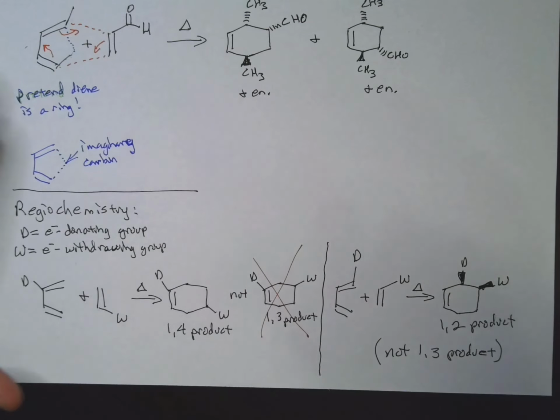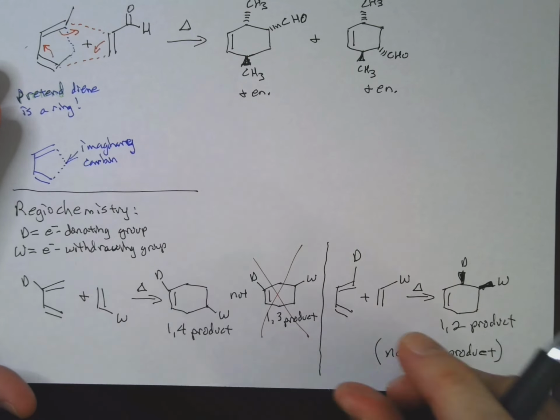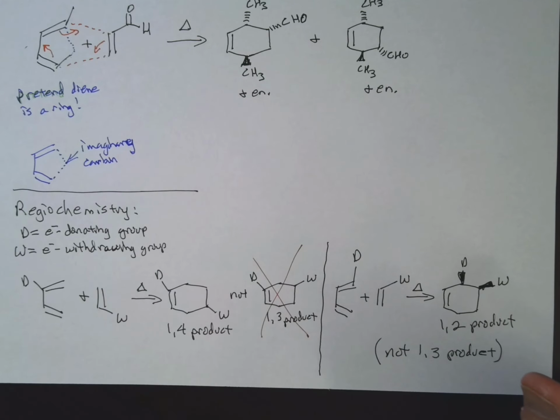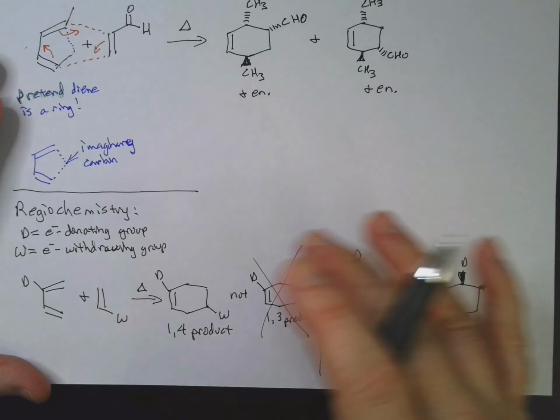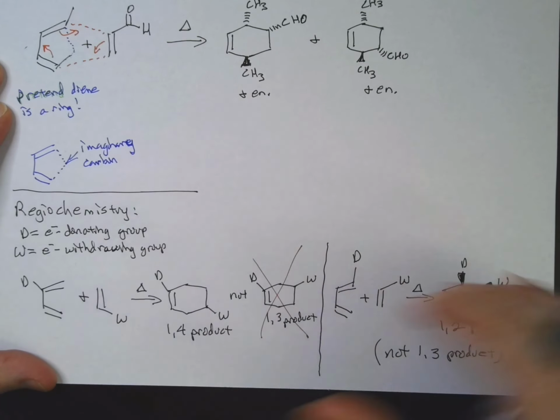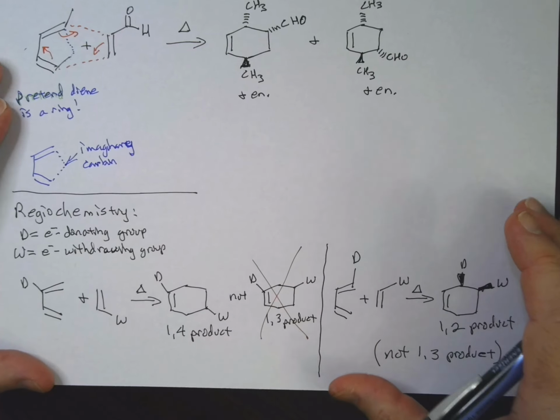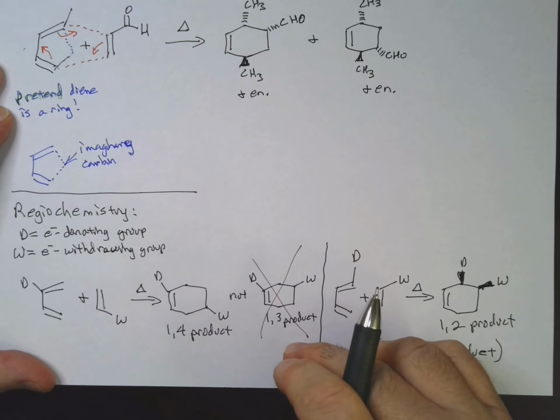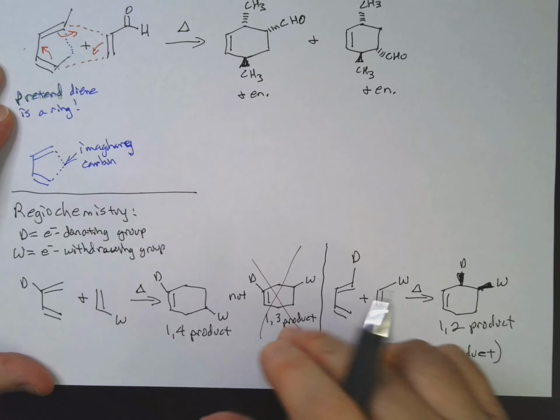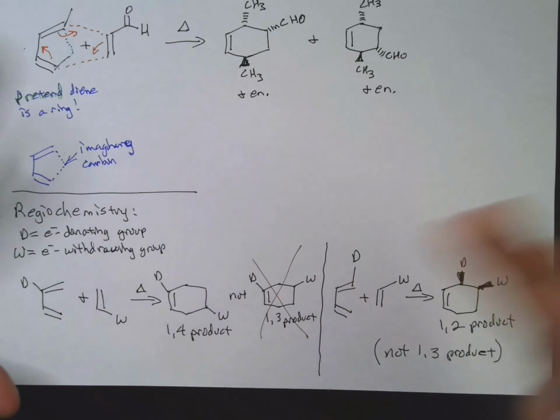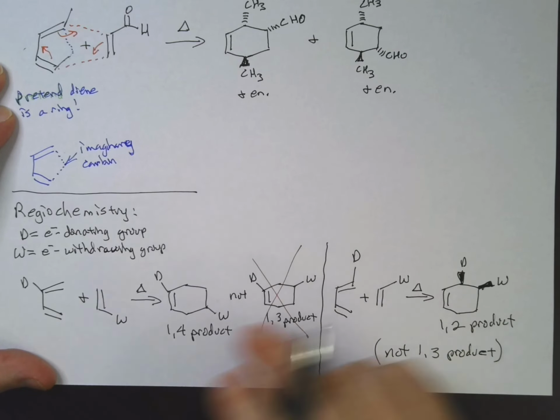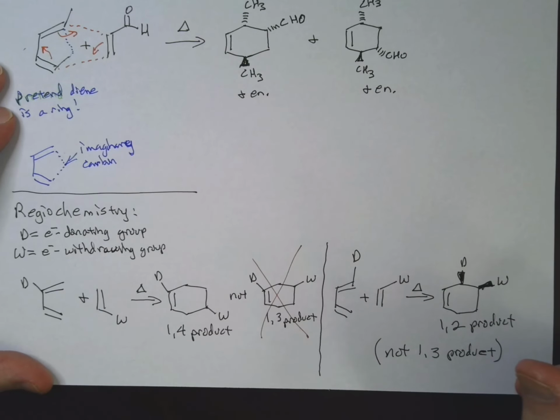Okay, so this is something important to remember. Sometimes it's called the pseudo-ortho-para rule because it's sort of like a para position or an ortho position in a benzene, but it's not benzene. So you never get the 1,3 product. Or I shouldn't say never. You don't get the 1,3 product usually. So especially for the purposes of this class, we won't get the 1,3 product. Only 1,4 or 1,2.